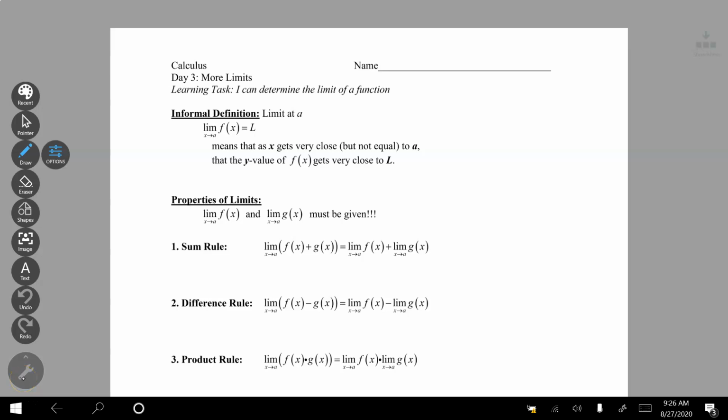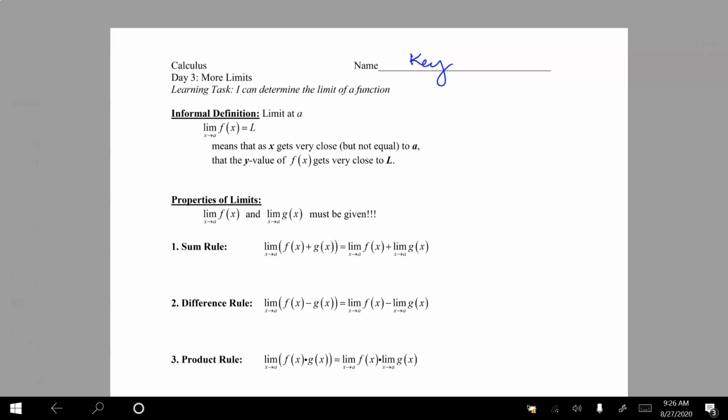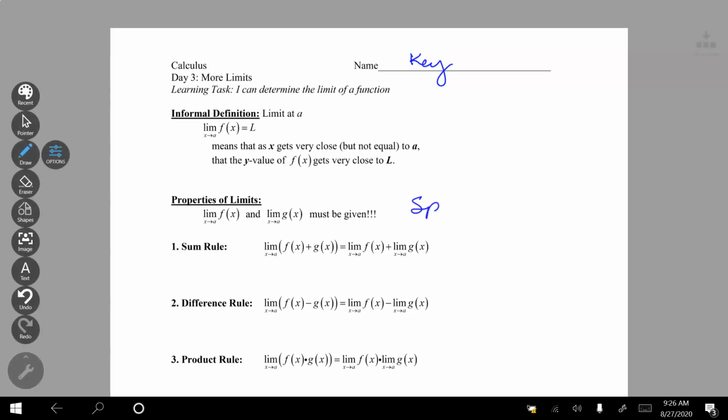We're going to do more limits. So here are my notes. Our informal definition of a limit is that as x gets closer to a, the y value, or the function f of x, is getting closer and closer to a value L. That is a limit. So we're going to look at some of the properties, and the idea is it's really quite easy. It's like we're going to split the limits.